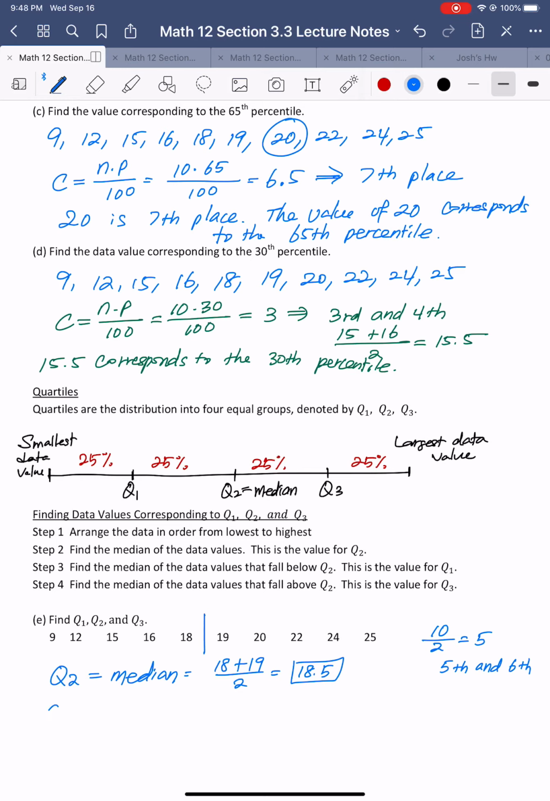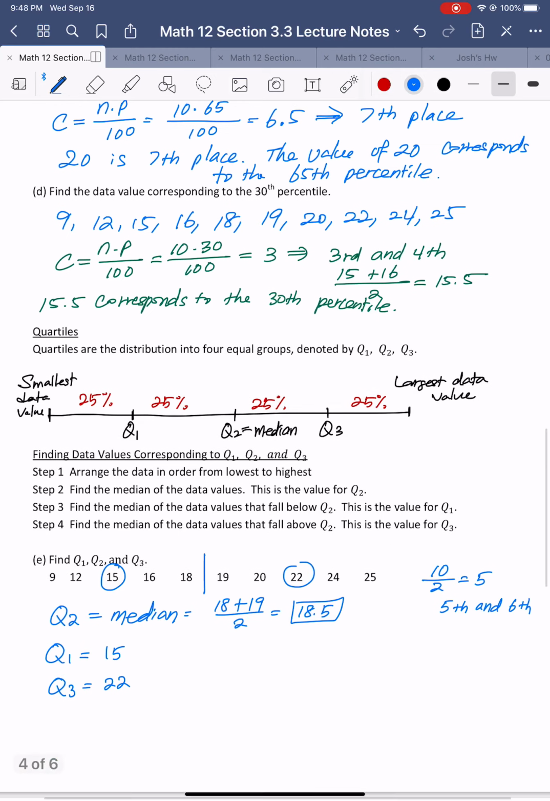So the median of the lower half, which is Q1, is going to be 15, because 15 is the middle number of the lower half. And then 22 is the middle number of the upper half, so Q3 is 22. So there are two numbers. All right, so not bad to find.